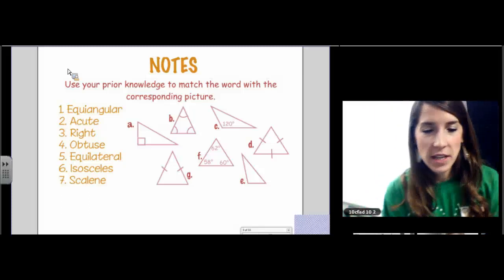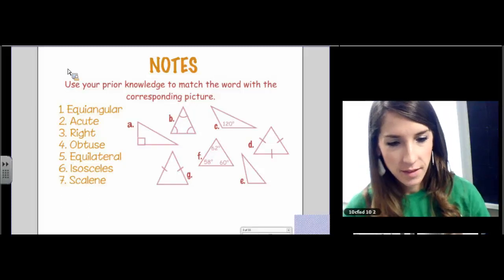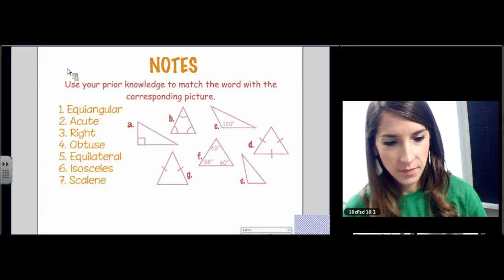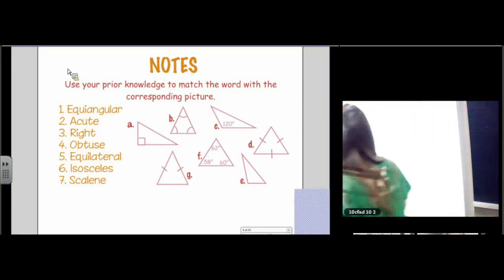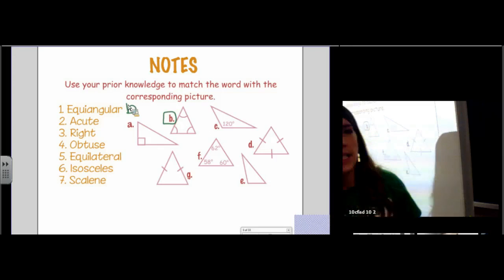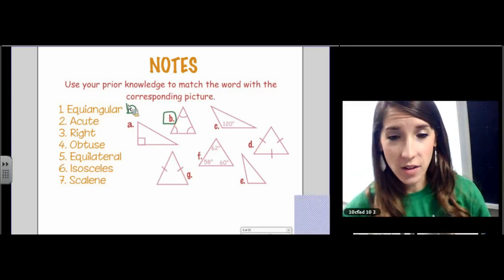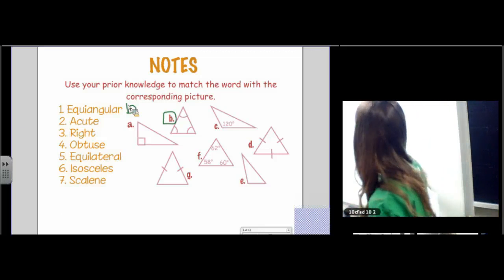Okay, so we're using our prior knowledge to match these up. Equiangular. Which one is equiangular? Yes. Equiangular is B because the definition of that word is exactly how it sounds. Equiangular, equal angles. So all three angles are equal.